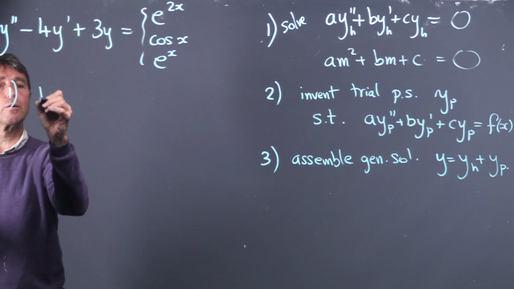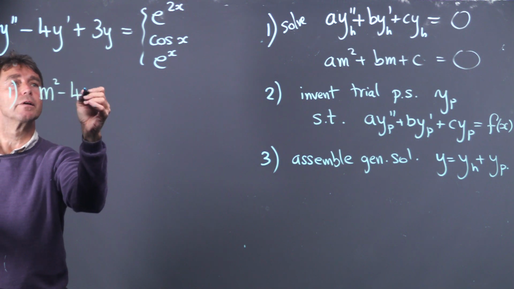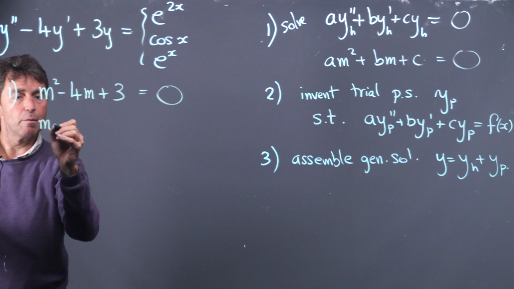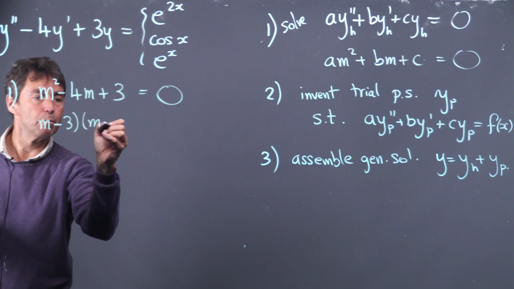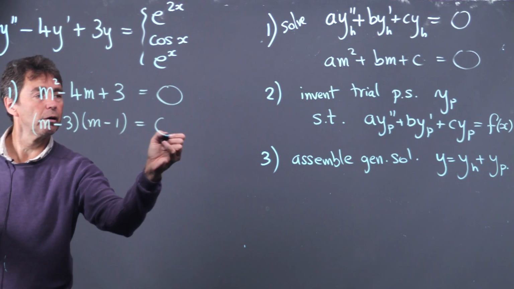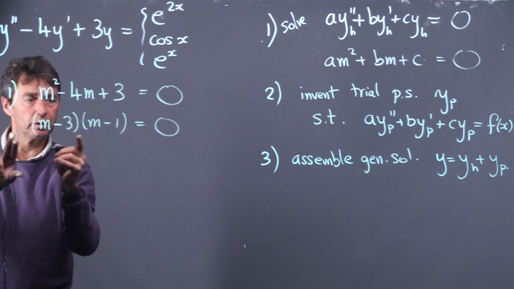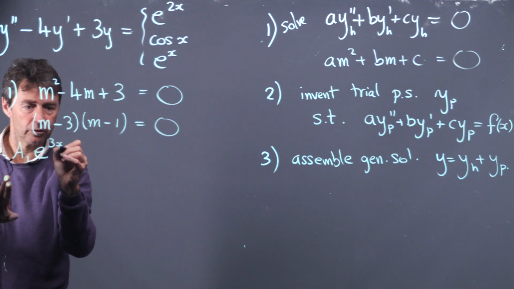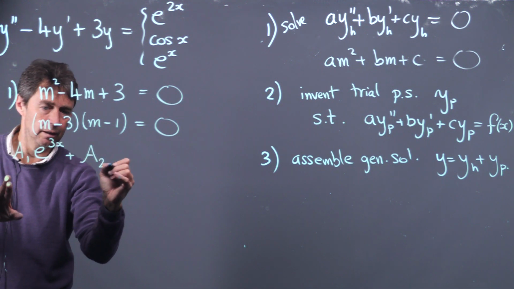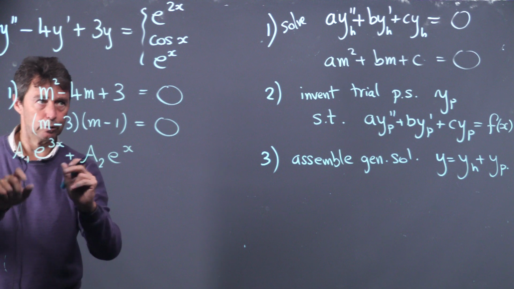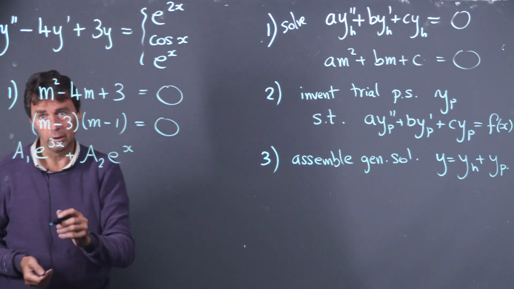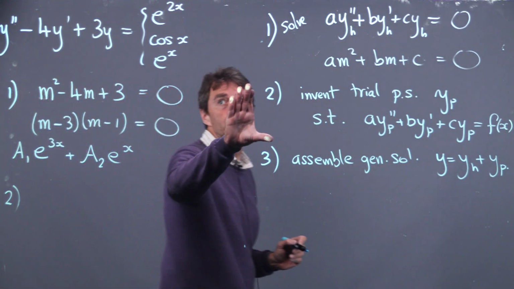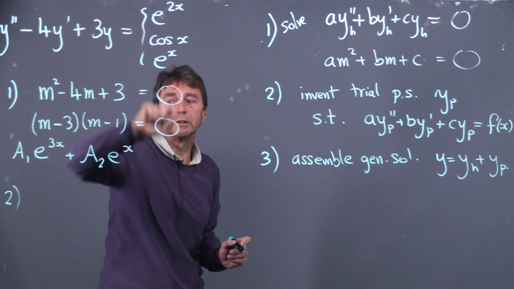So the auxiliary equation is m squared minus 4m plus 3 equals 0. That's m minus 3 times m minus 1 equals 0. It factorizes, so m is 3 or 1. So the solutions are e to the 3x and e to the x with suitable constants. Okay, let's now think about step 2 and go through the three options.